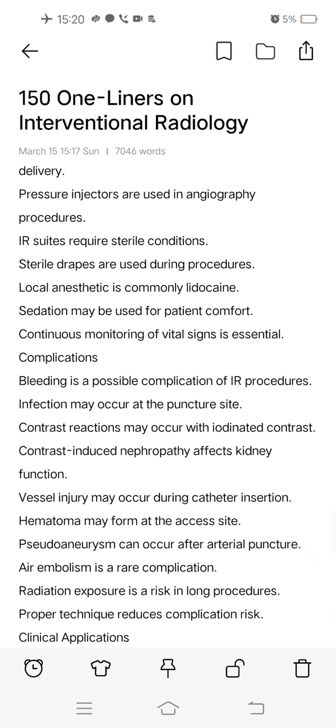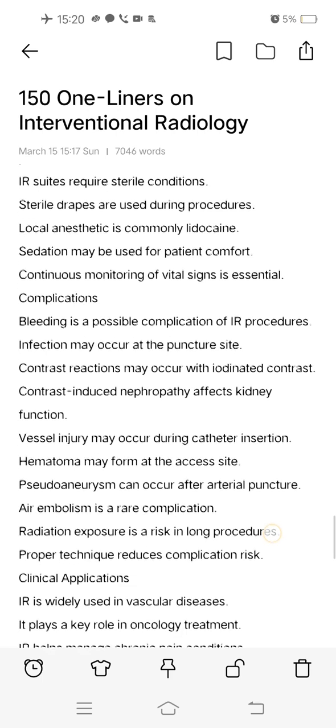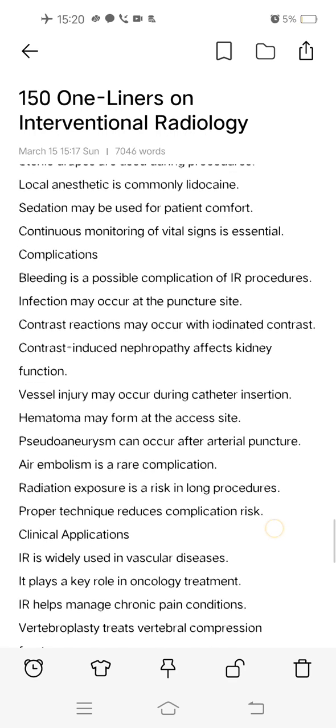Next point, complications. Bleeding is a possible complication of IR procedures. Infection may occur at the puncture site. Contrast reaction may occur with iodinated contrast. Contrast-induced nephropathy affects kidney function. Vessel injury may occur during catheter insertion. Hematoma may form at the access site.